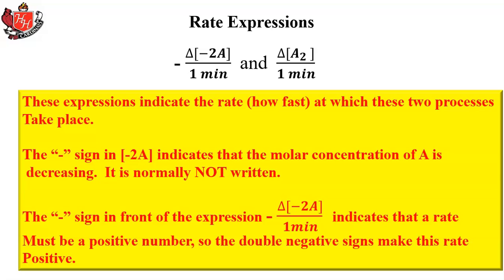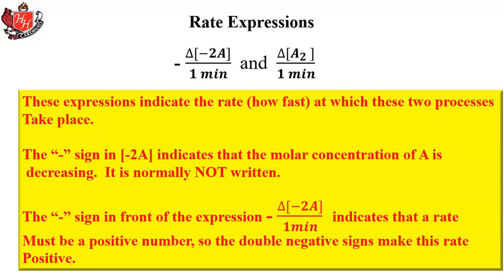The negative sign in front of the expression, that is, the negative sign in front of delta concentration negative 2A over 1 minute, is written when you're dealing with a reactant, and indicates that a rate must be a positive number. So the double negative signs make this rate positive. Since the concentration is decreasing, the change is a negative number. If you want to make the rate positive, and by definition, rate is always positive, then you have to stick that negative sign out in the front.